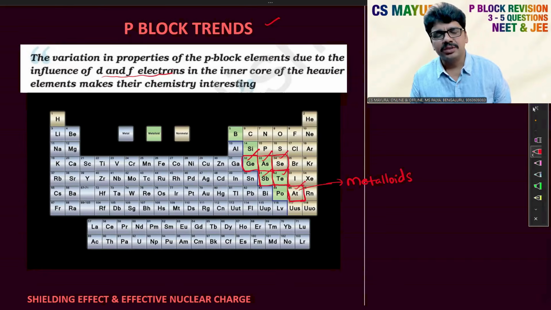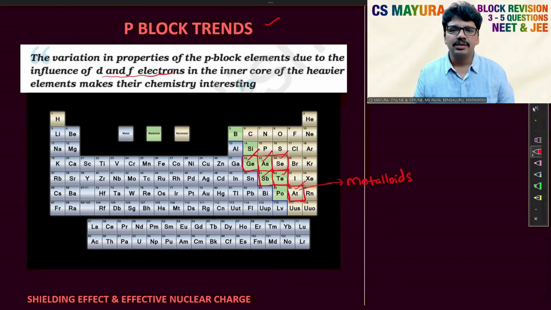Ionization enthalpy down the group decreases. But these trends are not always perfect. In some cases, there are some exceptions. Whatever exception you observed in the p-block, whether it is the boron family, carbon family, or nitrogen family, that exception is coming at the bottom of the group. Means those exceptions are coming at heavier elements.